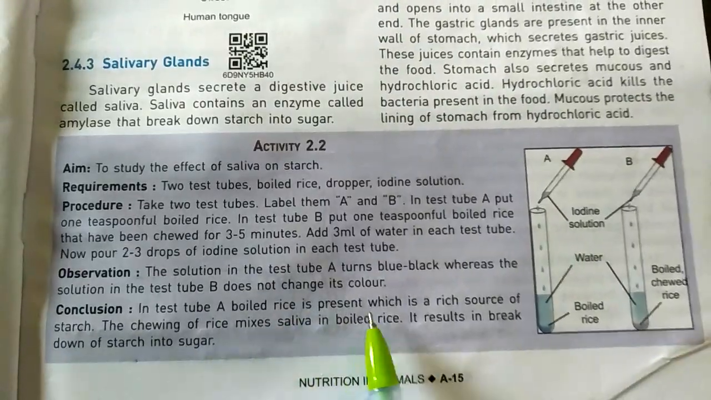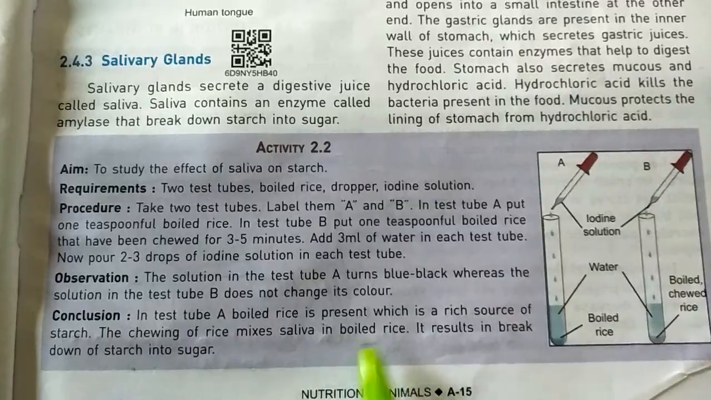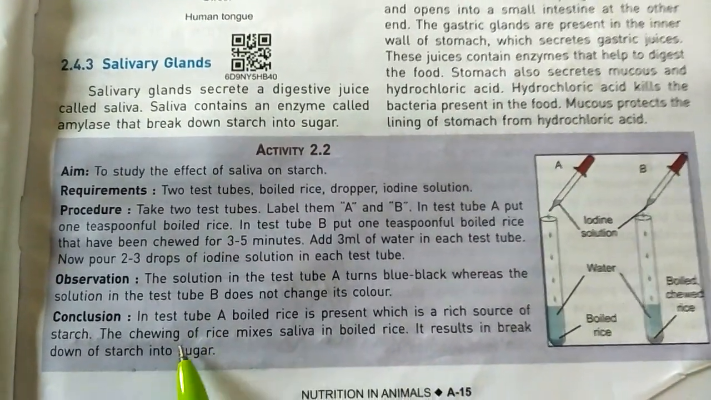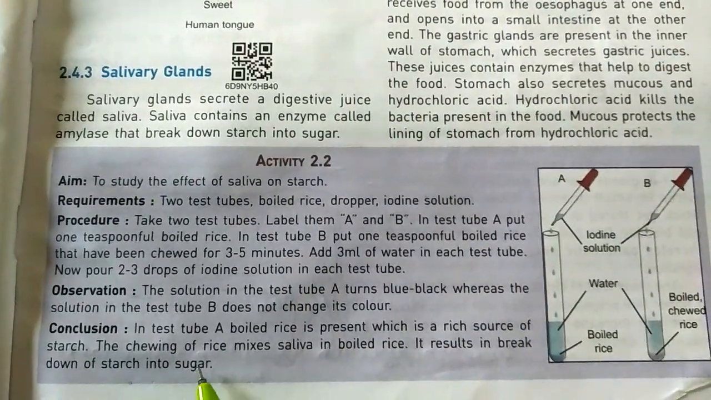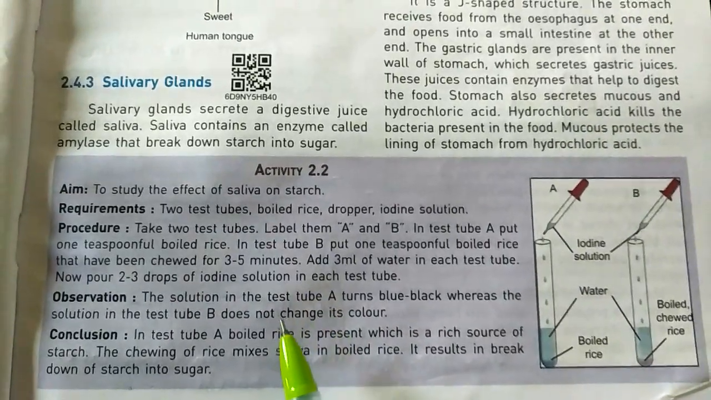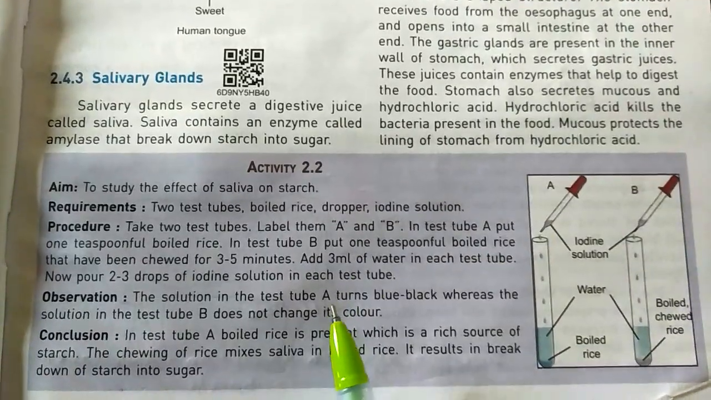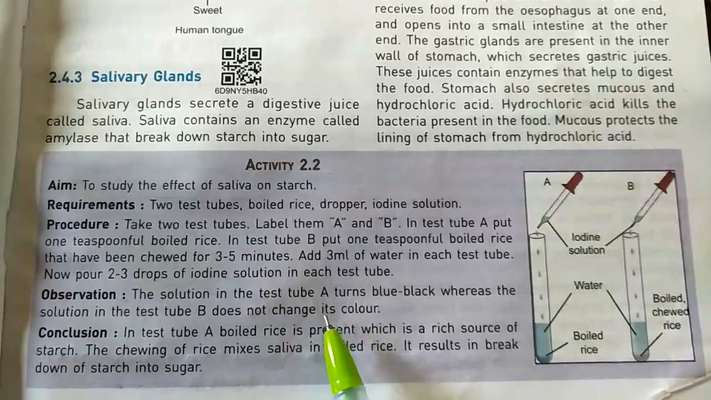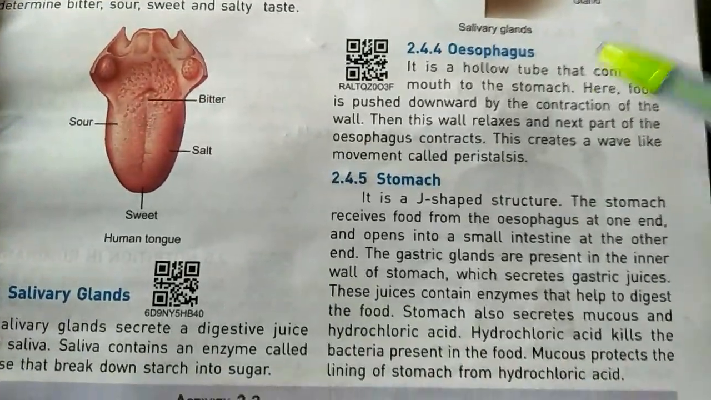In test tube A, boiled rice is present, which is a rich source of starch. The chewing of rice mixes saliva in boiled rice, which results in breakdown of starch into sugar. So in the chewed rice the starch is already converted into sugar, that's why there is no change. But in test tube A the blue black color shows the presence of starch, because before chewing there is no change of starch into sugar. I hope you understood this. This shows the effect of saliva on starch.